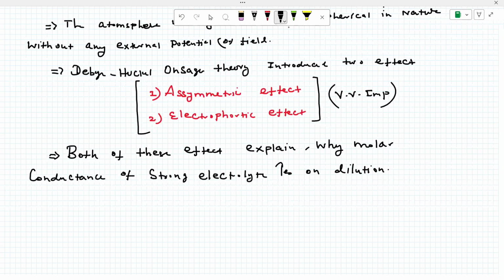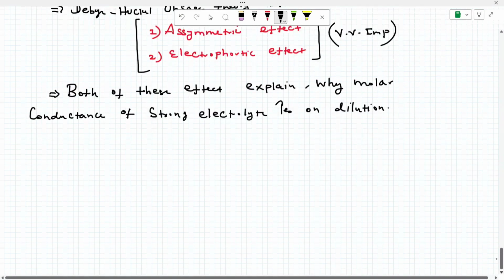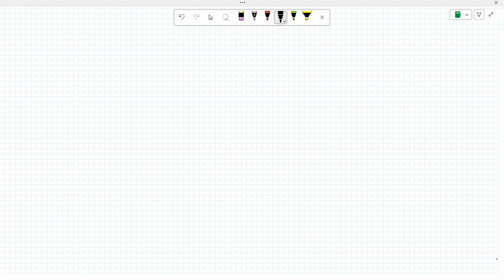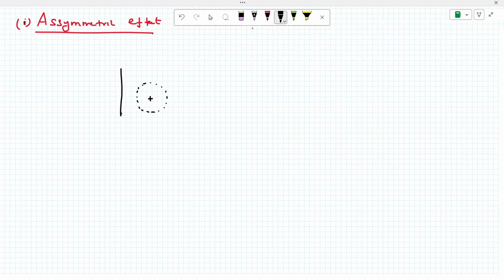First of all, the asymmetric effect. Now see, here there is a central ion, a cation, and this is a sphere, the ionic sphere. Now I am going to apply the potential. I place two electrodes, this is the negative electrode and this is the positive electrode. Okay? Now see, first the field is off. What is field off? I have not switched on the battery. Without external potential or without external field, this ion is spherical as well as symmetrical.